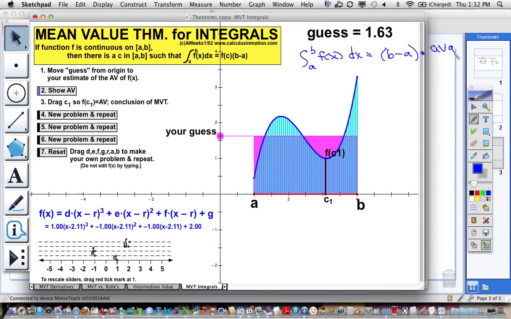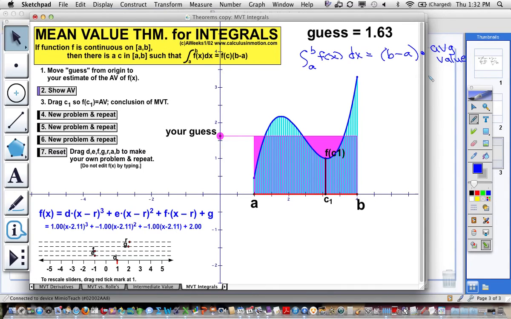Well, it's what we're calling the average value, right? The y would be the average value. Do you see where the formula comes from? Just divide both sides by b minus a. If this blue area is the same as that rectangle area, and we divide by the width, taking the area divided by the width gives you the height of the box, which is the average value. That's where that comes from.